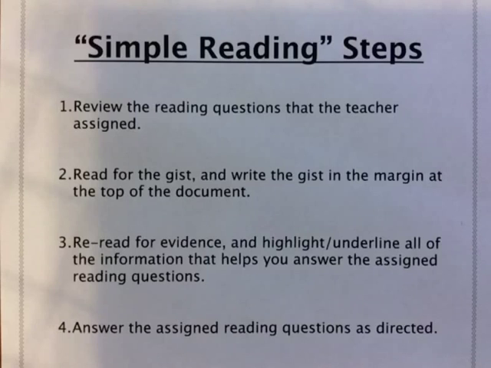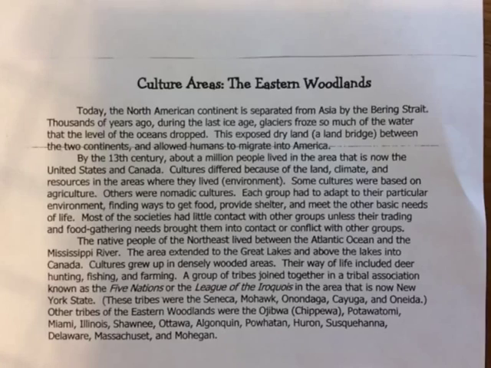The third step of simple reading has you going back into the text, looking closer at the information that the author presents you. And as you reread for evidence, you're going to be highlighting and underlining all the information that helps you answer those questions that your teacher assigned. Finally, at the end of your simple reading, you're responsible to answer the assigned reading questions, following the directions that were given with those questions.